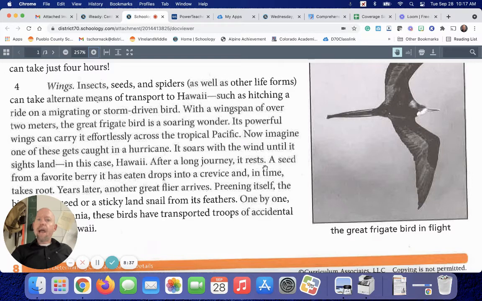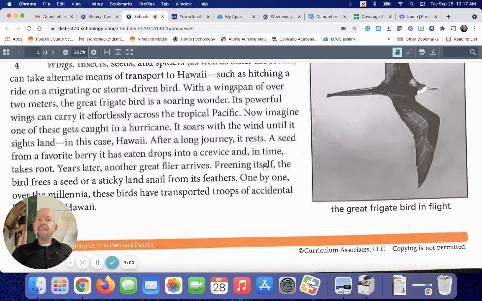Insects, seeds, and spiders, as well as other life forms, can take alternate means of transport to Hawaii, such as hitching a ride on a migrating or storm-driven bird. With a wingspan of over 2 meters, the great frigate bird is a soaring wonder. Its powerful wings can carry it effortlessly across the tropical Pacific. Now imagine one of these gets caught in a hurricane. It soars with the wind until it sights land, in this case, Hawaii. After a long journey, it rests.